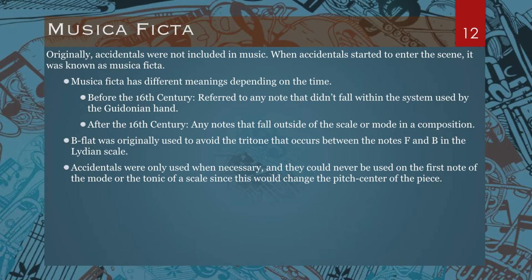Accidentals were only used when necessary, and they could never be used on the first note of the mode or the tonic of a scale, since this would change the pitch center of the piece. So you can't change the first scale degree in Ionian because it's no longer Ionian at that point. It's actually turning into more of a Locrian scale, but it changes the sequence of half steps and whole steps that occur naturally in these modes and scales. And the first and fifth scale degree are 2 scale degrees you really can't change without changing the sound of the harmony and the entire integrity of the mode or scale that you're working with.